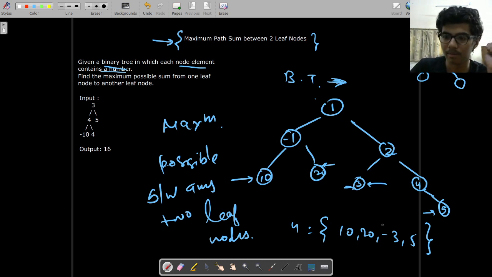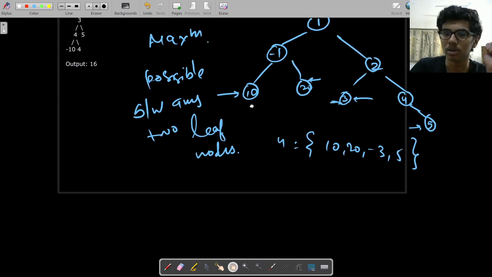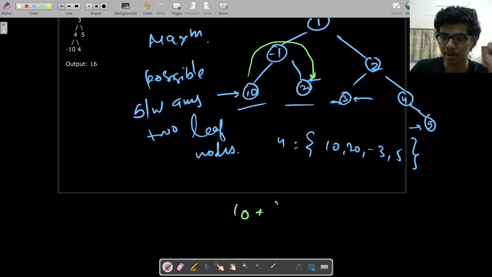Okay, so first, if I come across 10 and 20, what I will get will be like this. It will be 10 plus -1 plus 20. Okay, so it is 30. Oh, sorry, 29. 30 minus 1 is equal to 29. Okay, so this is done. This pair is done, 10 and 20.